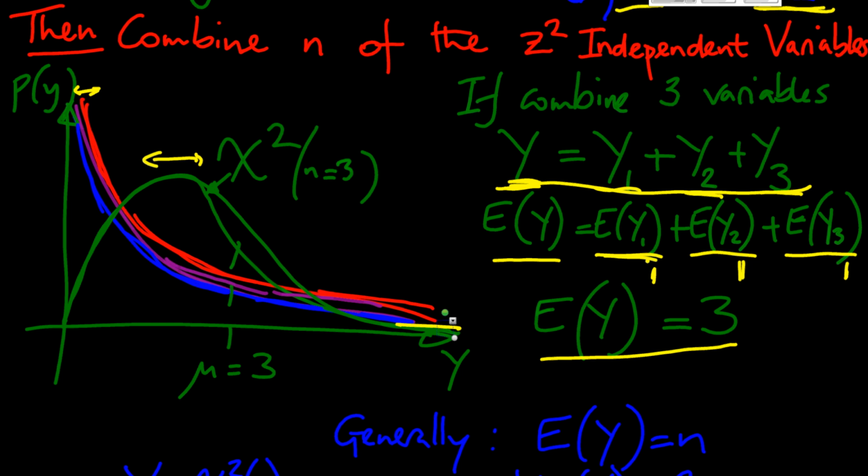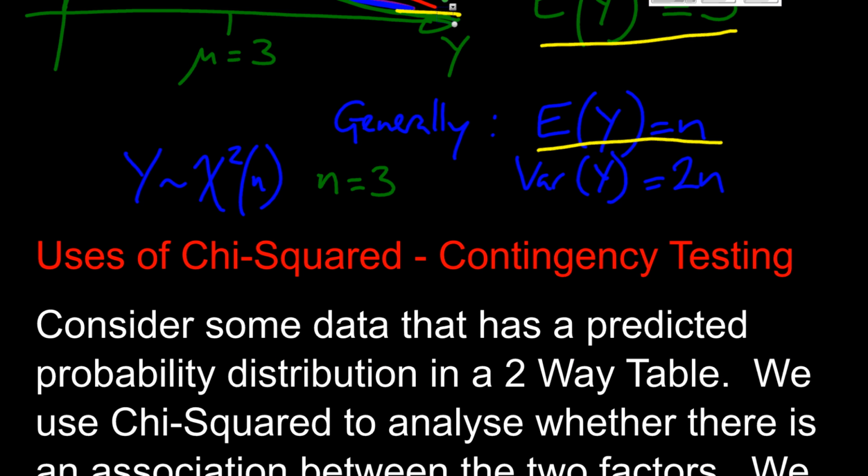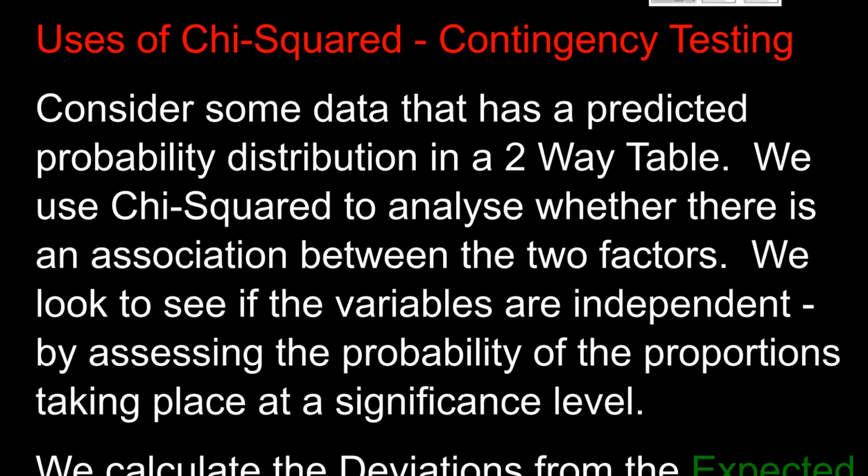But that gives us a generalized formula: the expected value of a combined distribution of n of these independent variables is going to be n. So all the time our mean is moving up, and our variance is also going up, because that's 2n. Okay, how about that? So how are we going to use this?